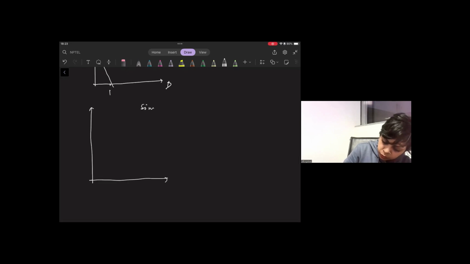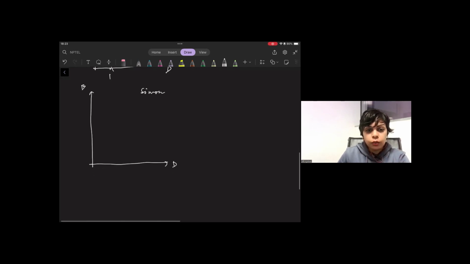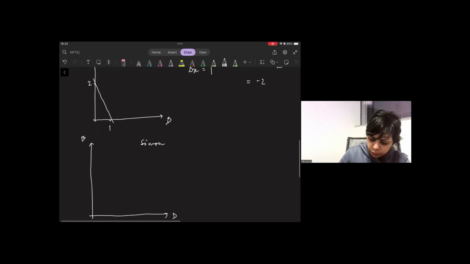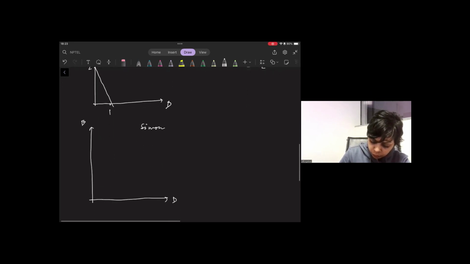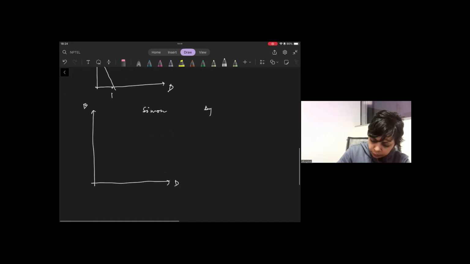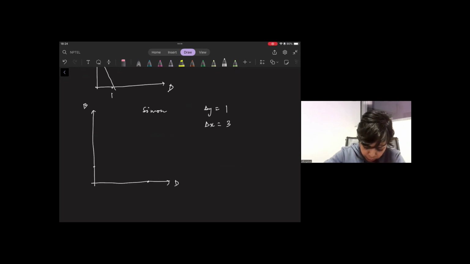This is Simon's preferences, D and B. Now Simon is willing to forego 1 butterscotch. Again, let's do the same thing here first. Let's put delta y is equal to 1, right? 1 butterscotch to obtain 3 dark chocolates, right? So 1 butterscotch and 3 dark chocolates.